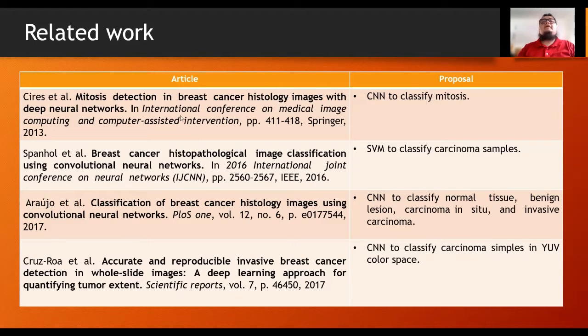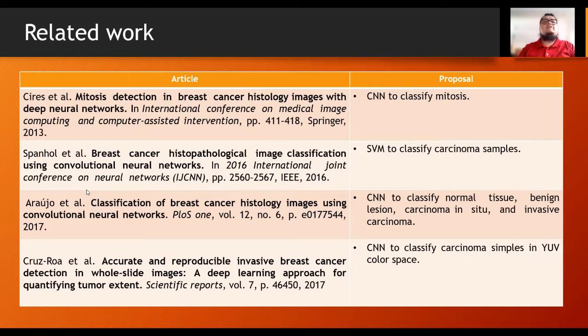The related work, with which we are going to compare our proposal, comes from Cyrez and his team. They present their work named Mitosis Detection in Breast Cancer Histology Images with Deep Neural Networks. Their proposal uses a CNN to classify mitosis from histopathological samples. The next work is from Español and his colleague. Its name is Breast Cancer Histopathological Image Classification using Convolutional Neural Networks. They use a support vector machine to classify these carcinoma samples.